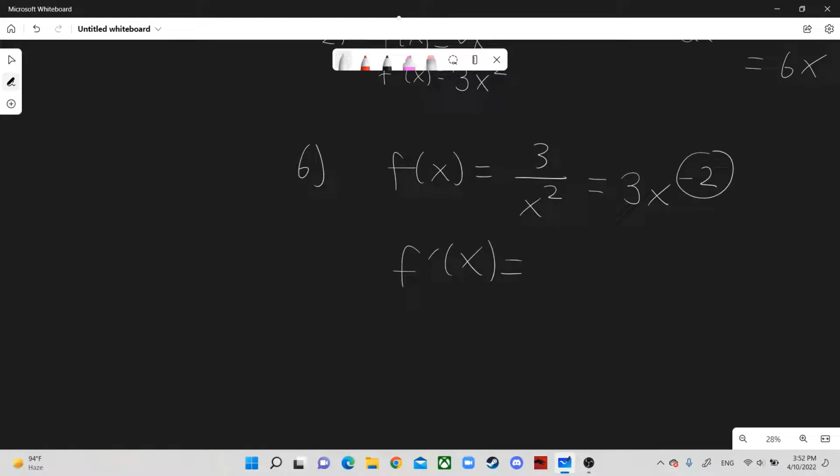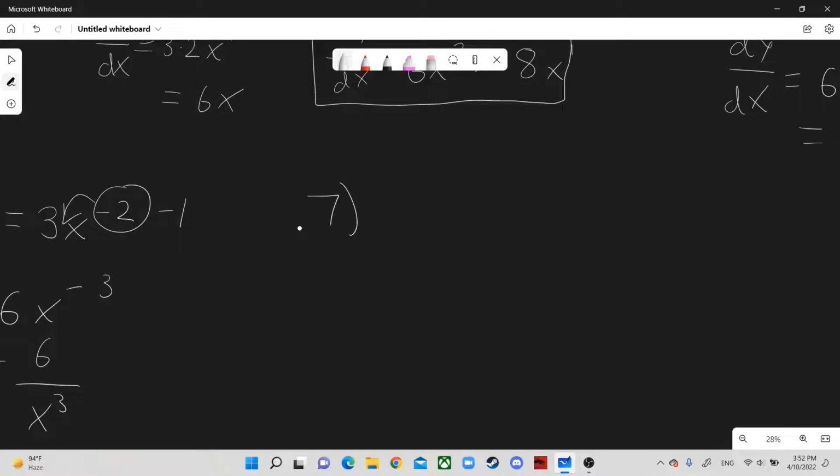So take the minus 2, bring it to the front. We get minus 2 times 3, which is minus 6x, and then minus 1 from the power. Minus 2, minus 1, that's minus 3. And again, x to the minus 3 is just 1 over x to the power of 3. So just get this. Simple. Okay?